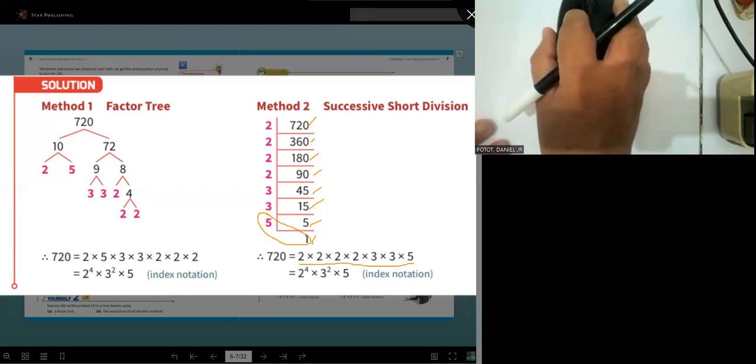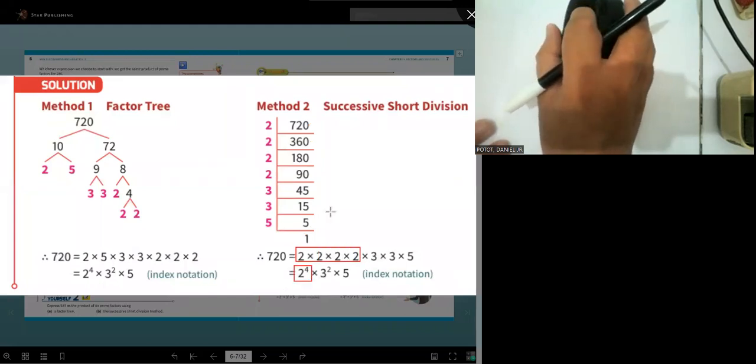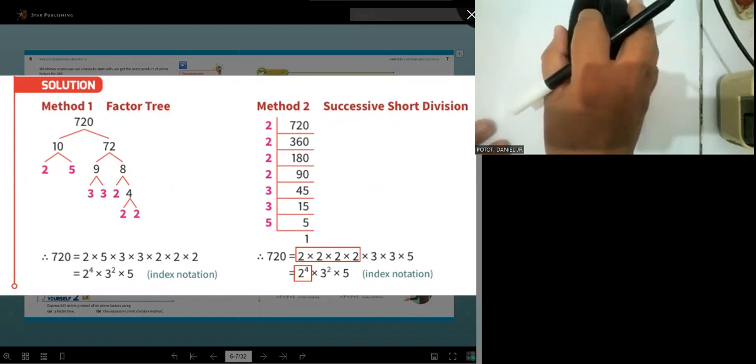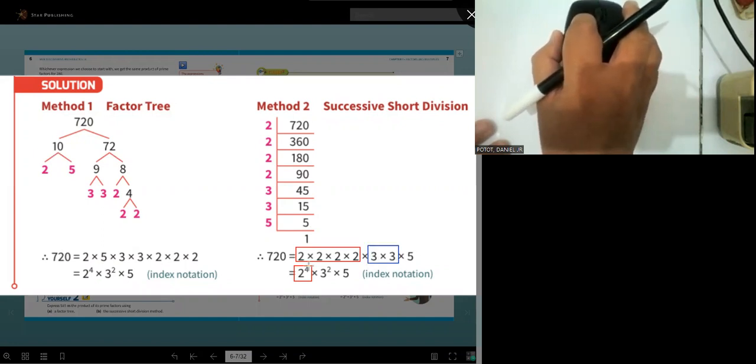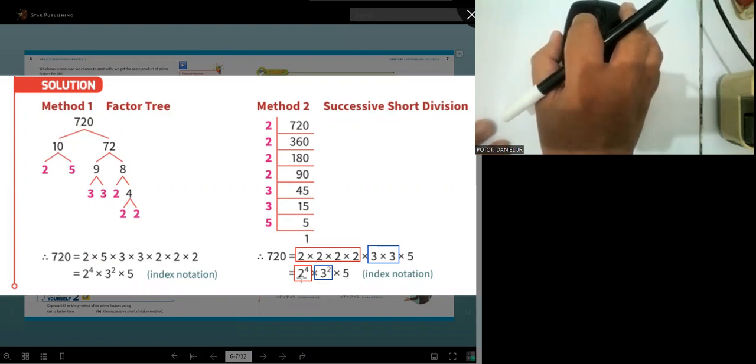So as you can see here, this one is 2 times 2 times 2 times 2. That's 4 times. That's actually 2 to the 4th. All right? And then you have the next one. So 3 times 3. That is 3 squared. And then you have 5. Just simply copy the 5 there. What is now the final answer? 2 to the 4th times 3 squared times 5.